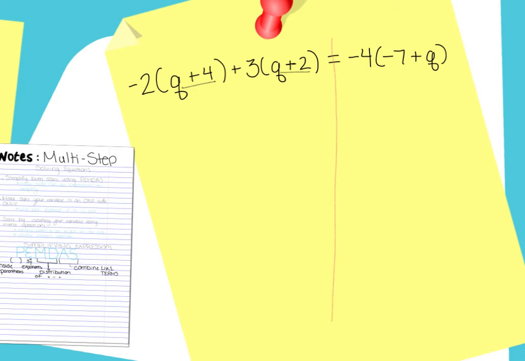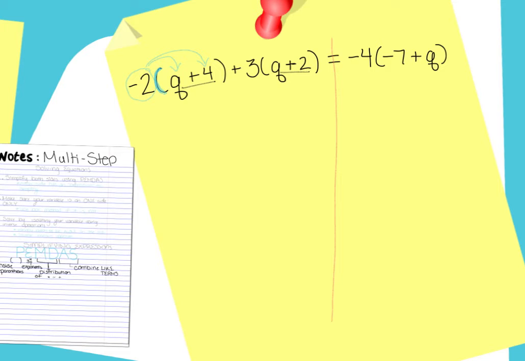Q plus 2 can't do anything. Moving on, exponents, don't see any. Moving on, multiplication, yes, I can definitely distribute. I have here my parentheses, which tell me I am distributing the number that's right outside. And the number that's right outside is -2. So I multiply -2 times q and -2 times 4. And then I will notice here that I have another distribution, but we'll get to that in just a second.